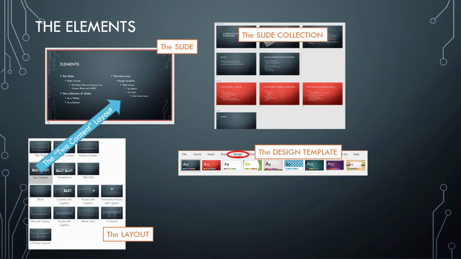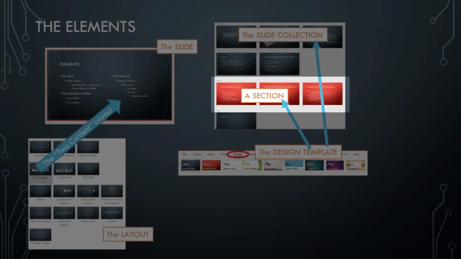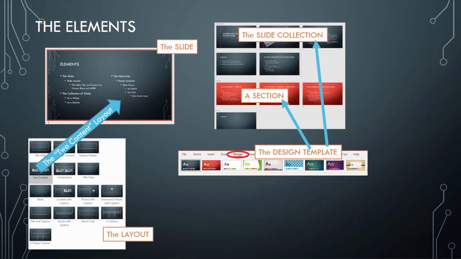Next is the design template, which controls the color schemes, the fonts, the fancy backgrounds, and more. Design templates are applied to the slide collection, which then flows all the way back to the individual slides. As a side note, there's also a grouping called sections. You can highlight a subset of slides in the slide collection, right-click on the group, and create them as a section. And then you can apply a design template to just that section within the slide collection.